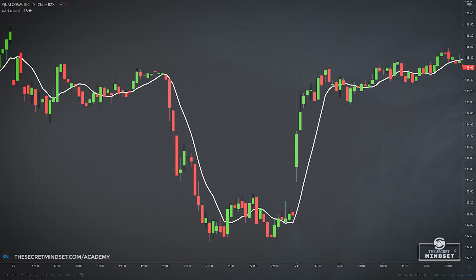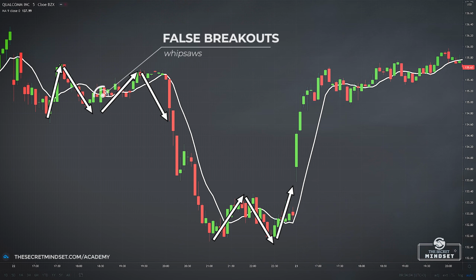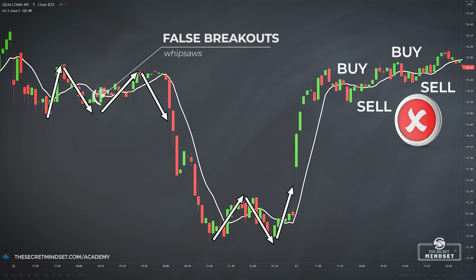Here's the main problem why many day traders fail to trade effectively using moving averages. It's the false breakouts or whipsaws that occur when price moves back and forth, crossing the line you apply on your chart. You know the drill. As the price moves above the moving average, that's a buy signal. As the price moves below, that's a sell signal. But the market isn't perfect.